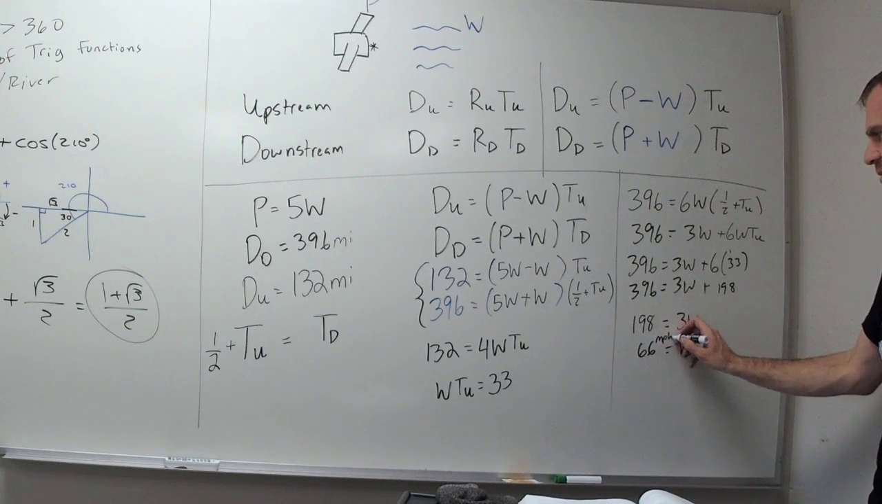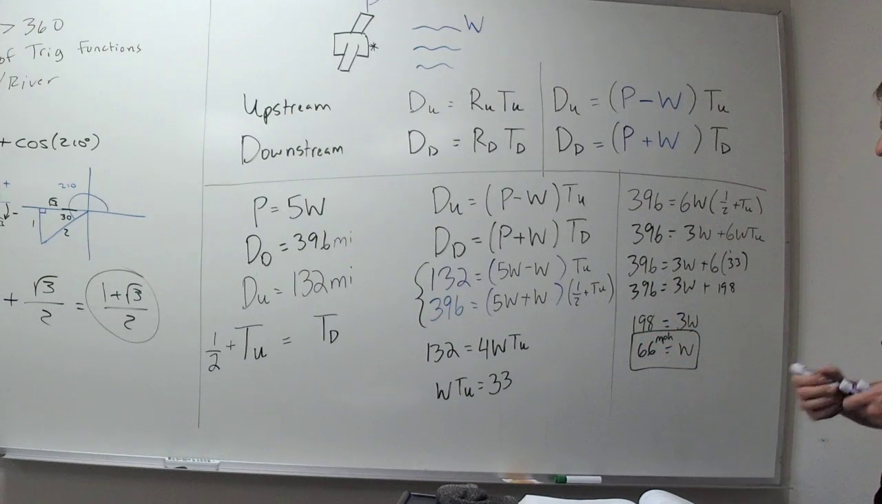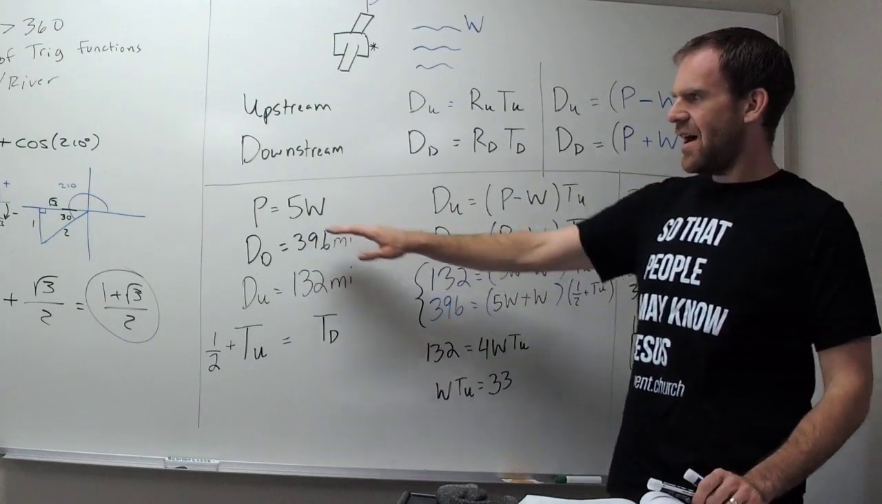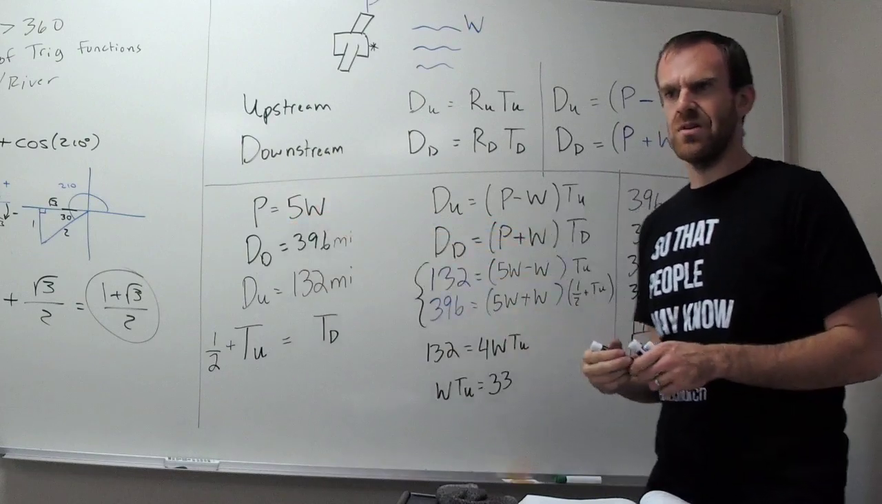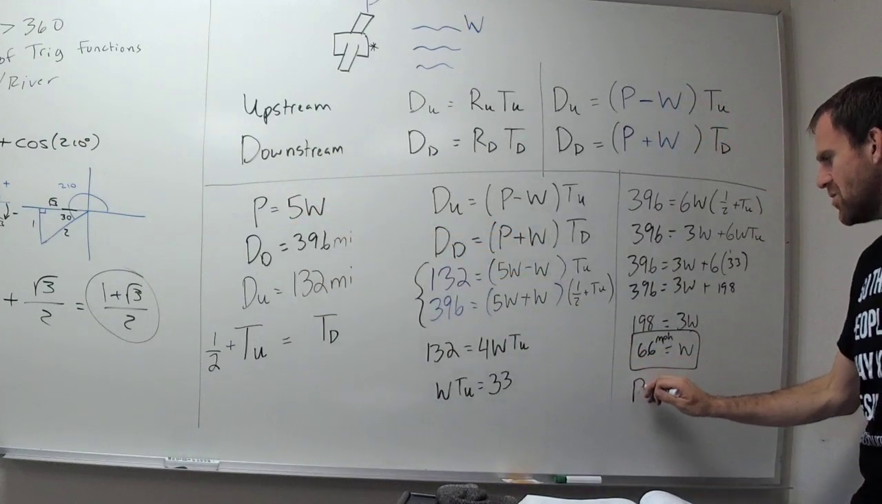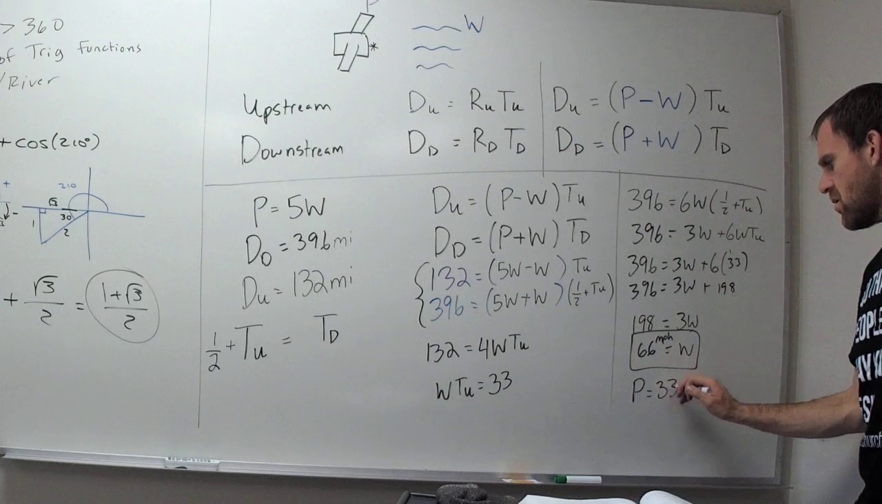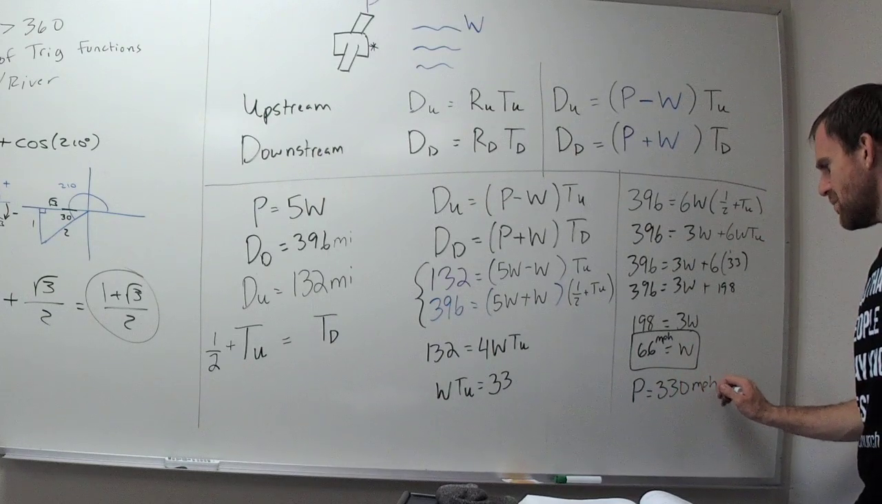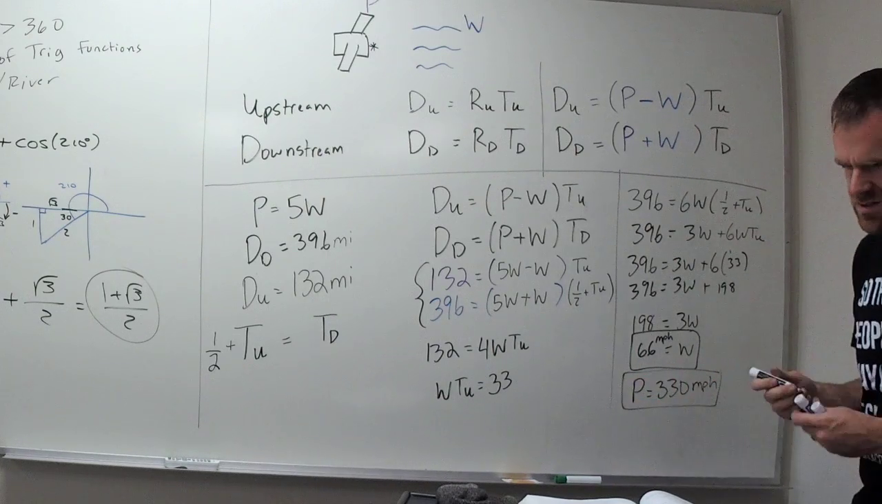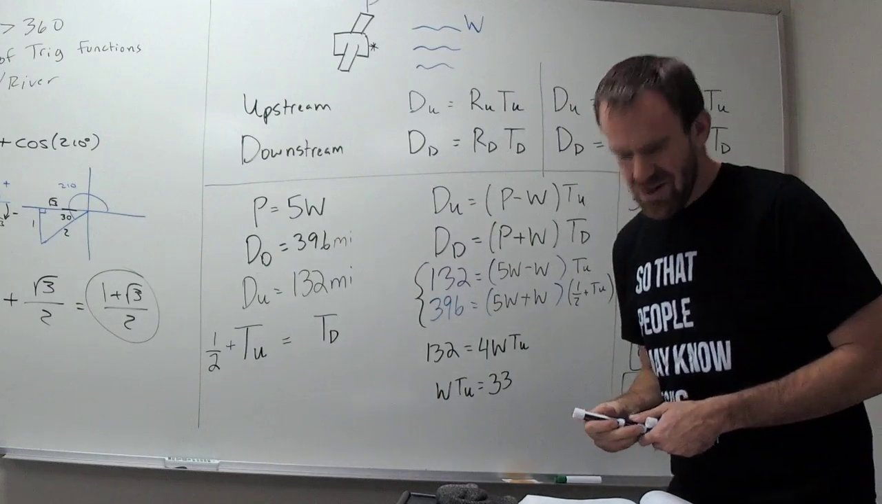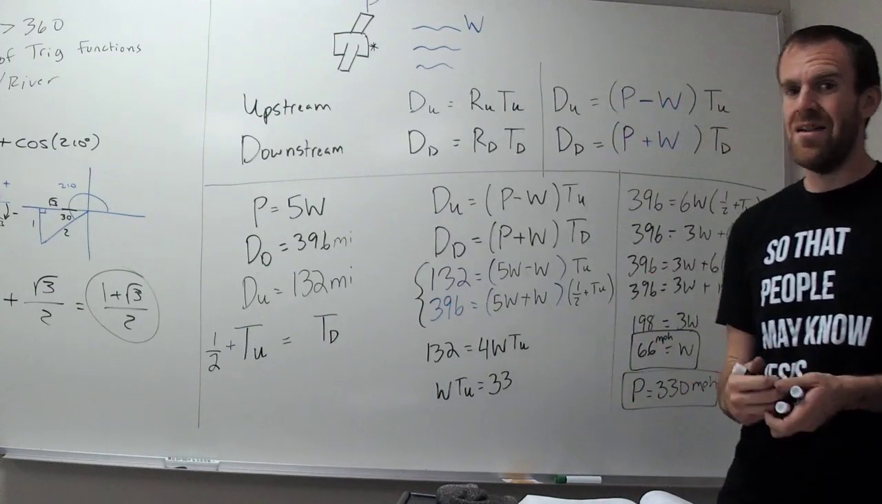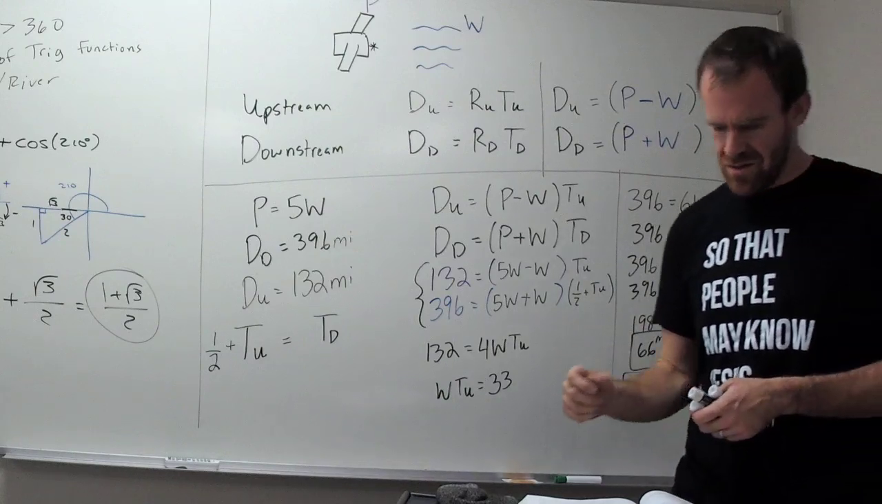miles per hour. That's a pretty hefty wind. The wind is 66 miles per hour. Now the last thing that I can use is that I know that the plane is 5 times the wind. So if I multiply this by 5, I get that the plane is 330 miles per hour. And our answers are correct. So that, my friend, is problem set 36.